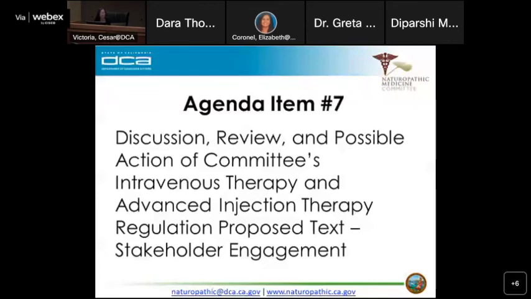Further, in sections 4237.1A, 4237.2, and 4237.2A, these are sections using the term injection therapies. The suggestion was made to change to advanced or specialized injection therapies for clarification.